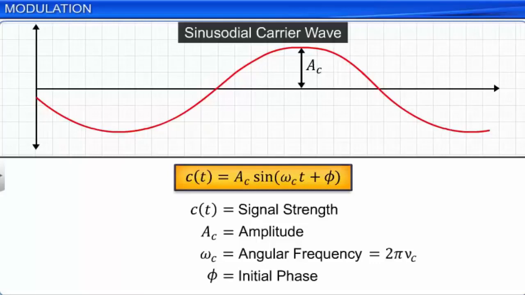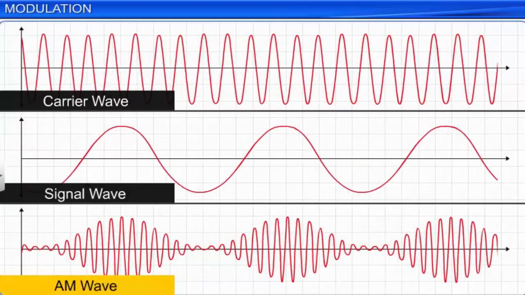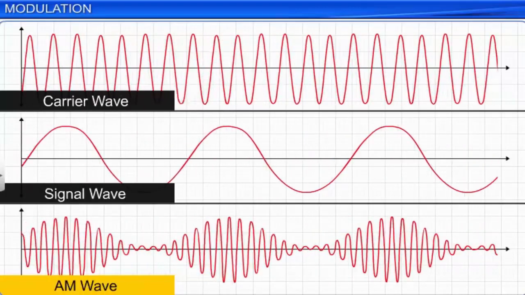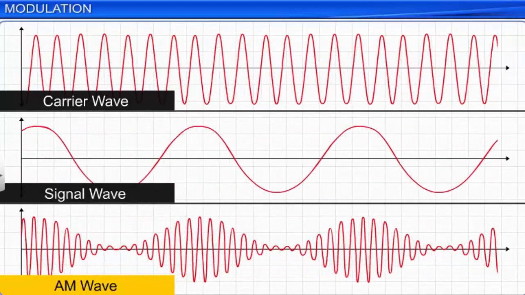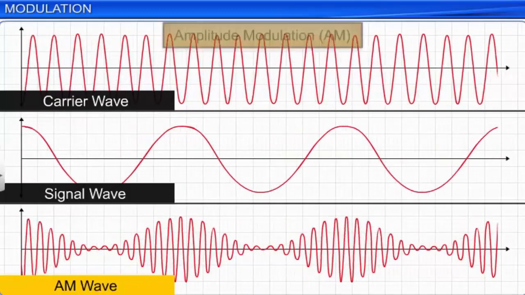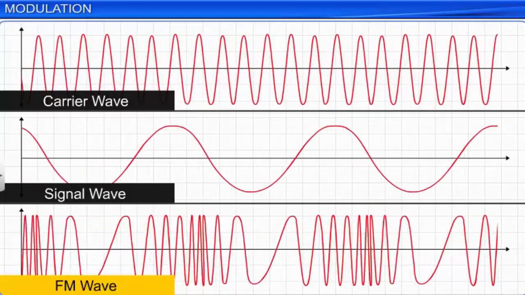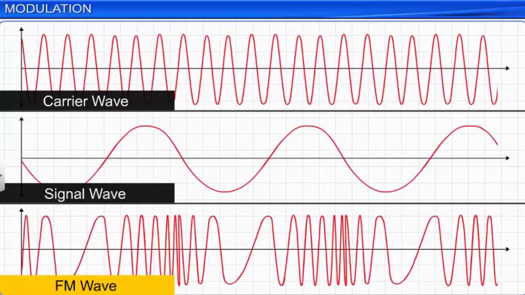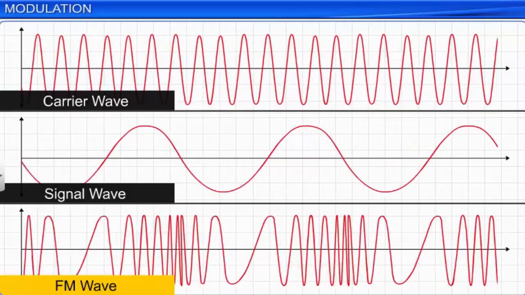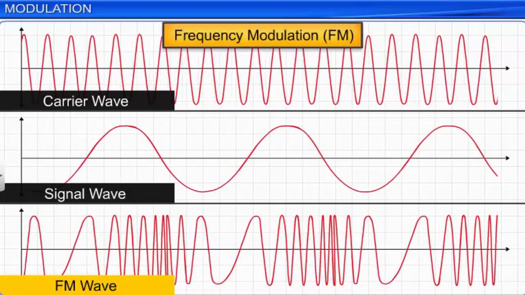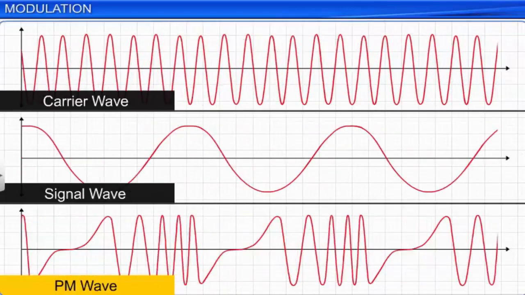The transfer of message signal onto the carrier wave by varying the amplitude of the carrier wave in accordance with the amplitude of the message signal is called amplitude modulation. The transfer of message signal onto the carrier wave by varying the frequency of the carrier wave in accordance with the frequency of the message signal is called frequency modulation. The transfer of message signal onto the carrier wave by varying the phase of the carrier wave in accordance with the phase of the message signal is called phase modulation.